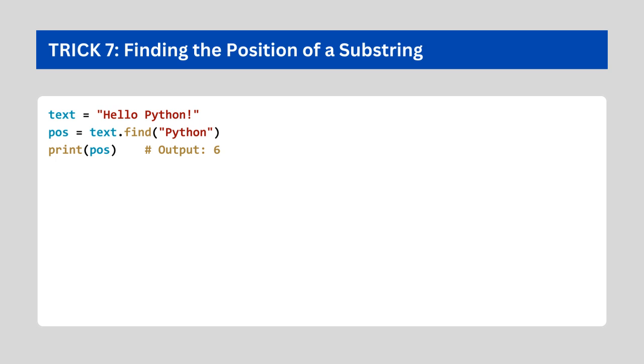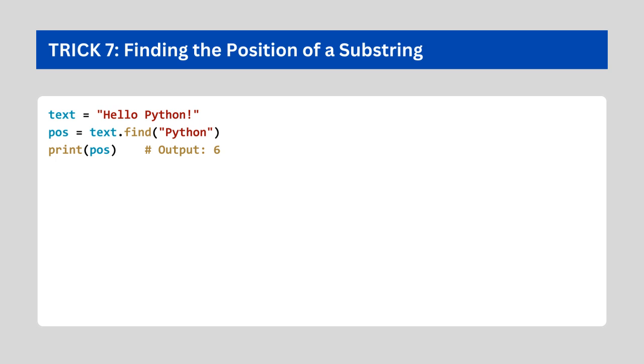Trick 7. Finding the position of a substring. Want to find where a specific word appears in a sentence? Instead of manually searching, use find or index. In the example, find helps locate a word within a string. Find returns the position, index, of the first occurrence. If the word is not found, it returns -1, preventing errors. Why use this? Perfect for searching logs, extracting specific details, or checking user input. It's much faster than looping through characters manually.